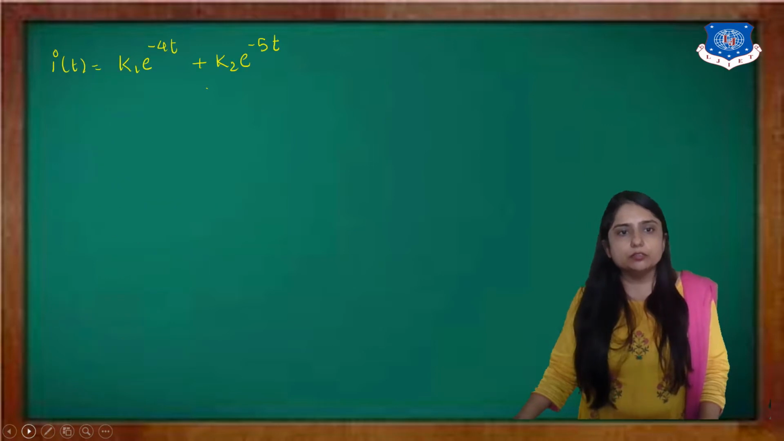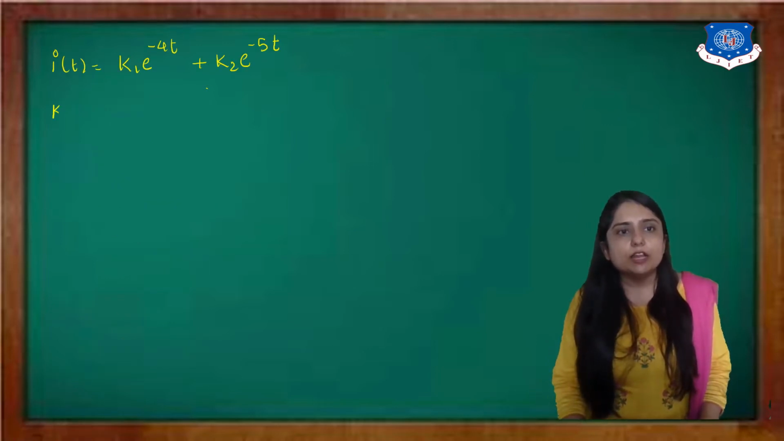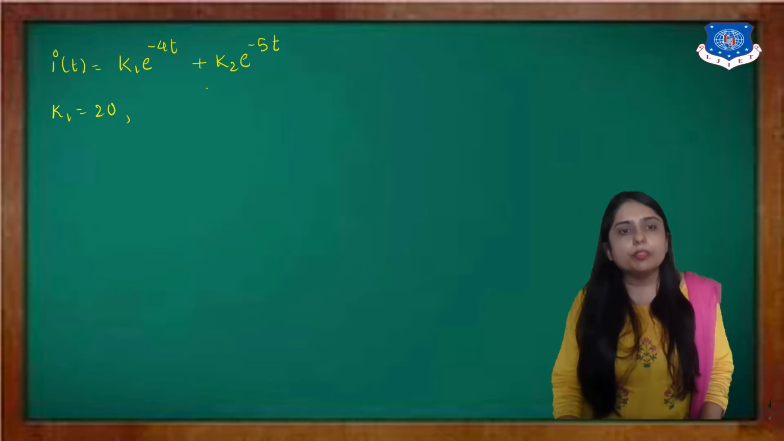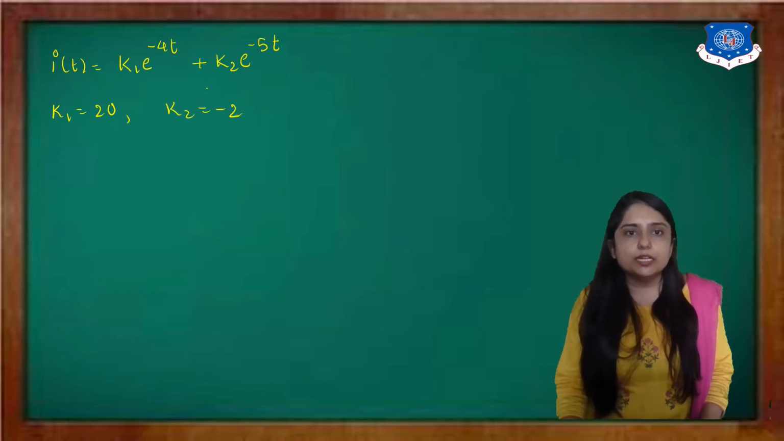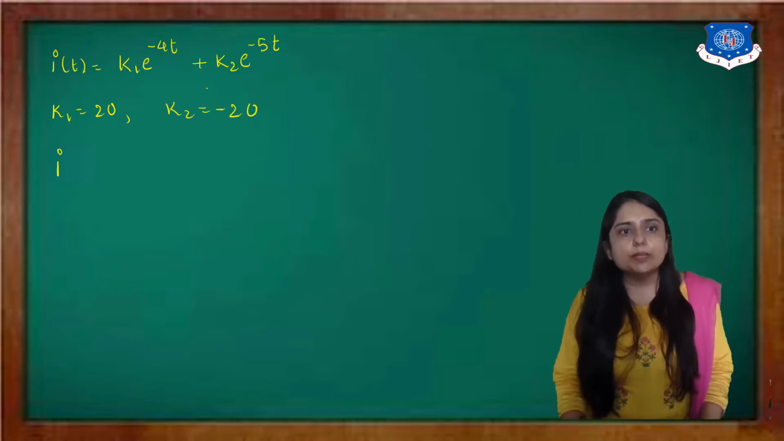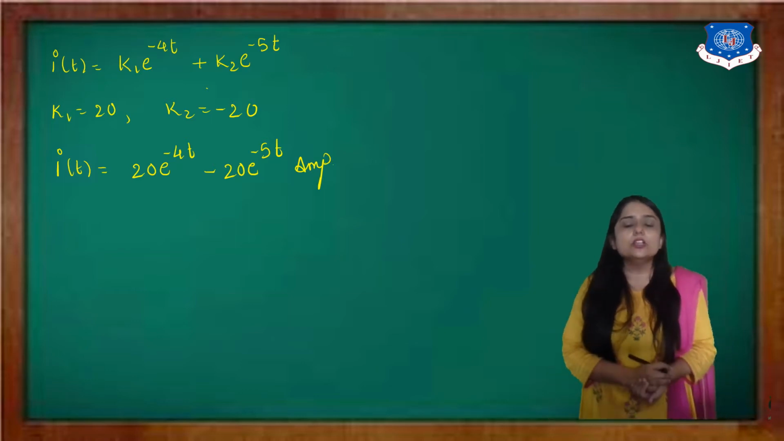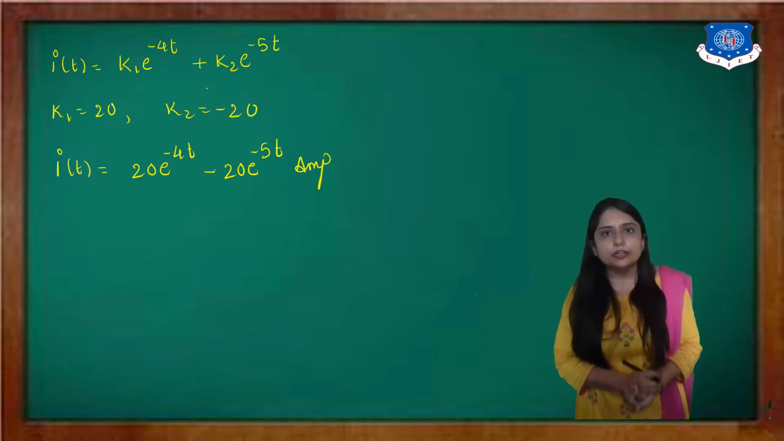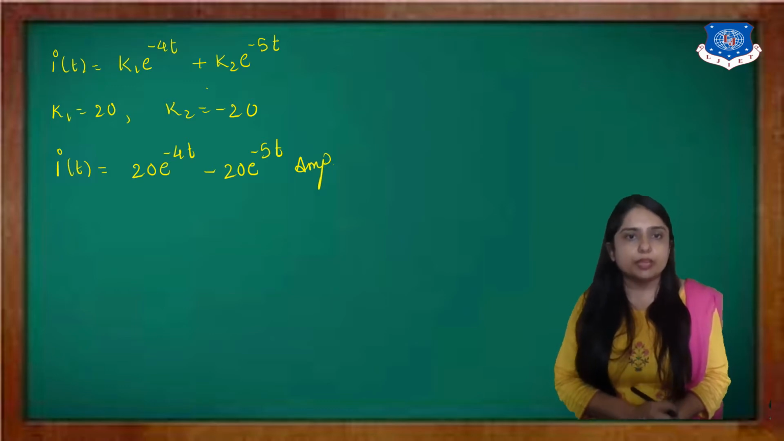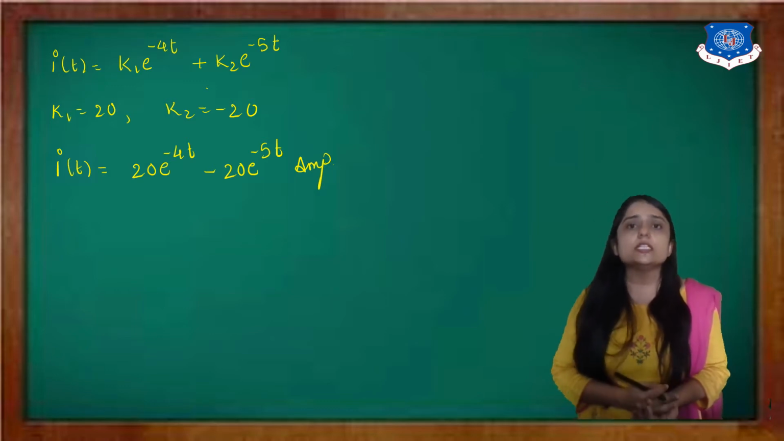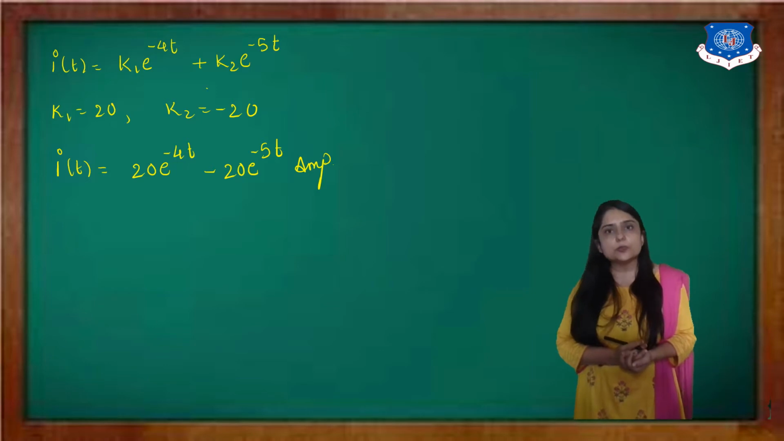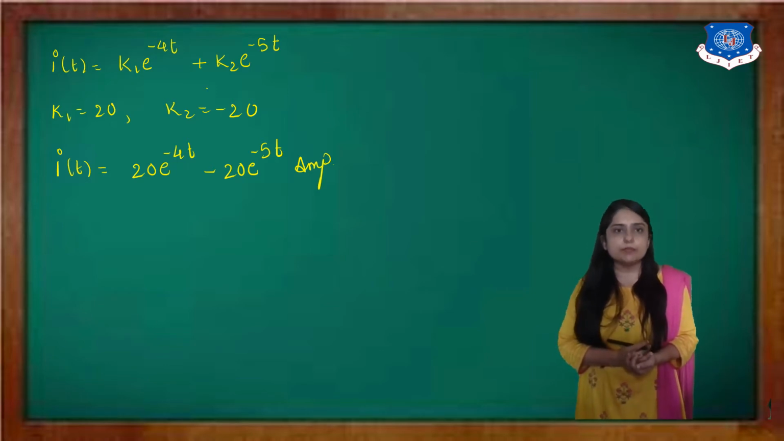Now here we substitute k1 equal to 20 and k2 equal to minus 20. So my equation will become i(t) equals 20 e raised to minus 4t minus 20 e raised to minus 5t, in amperes. So this is the solution of the current using the differential equation method. Here also you can solve this example using the Laplace transform method. You will get the same answer.